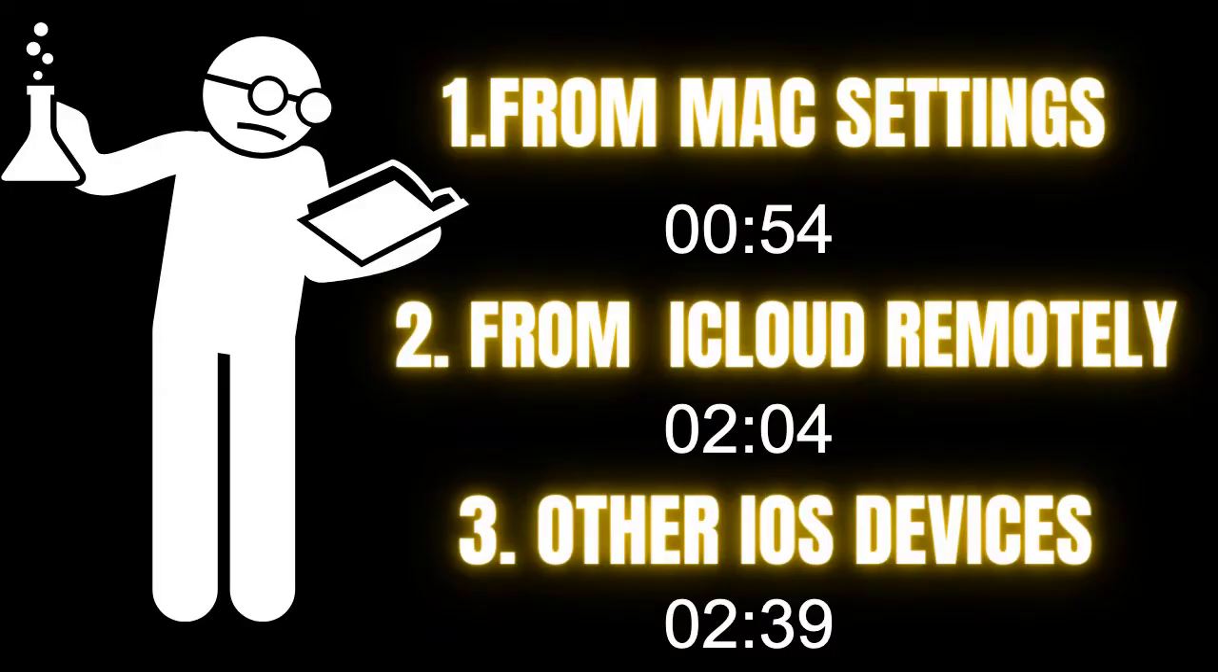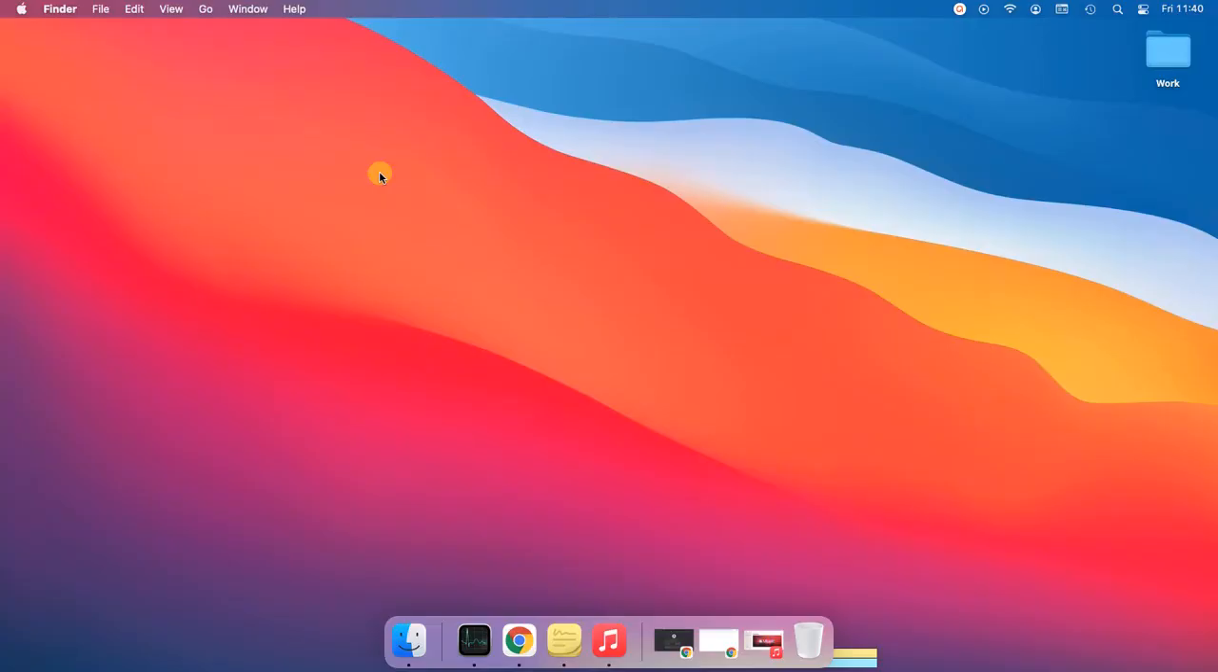The first method is within Mac settings, the second method is remotely from any device, and the third method is from another iPhone or iPad. The first is, remove iCloud from Mac settings.